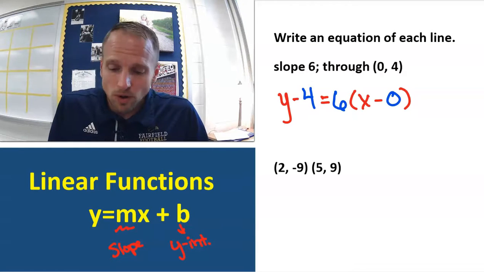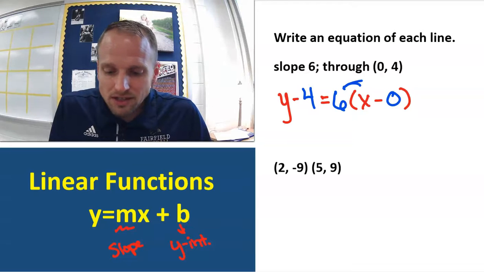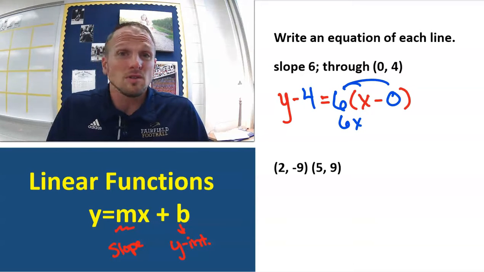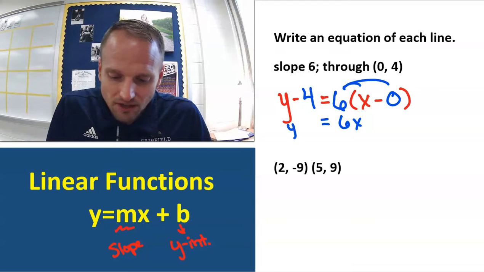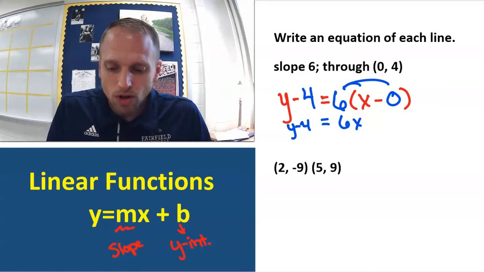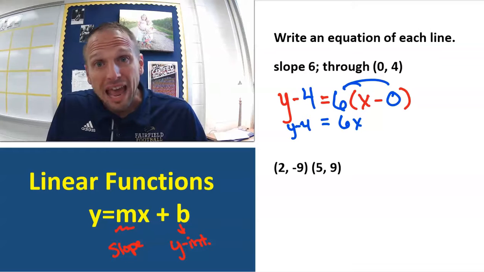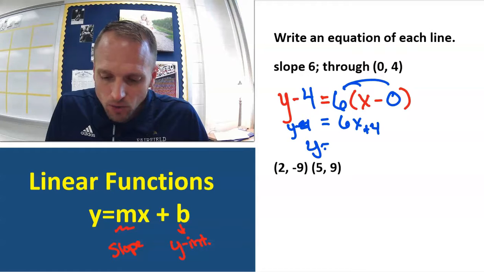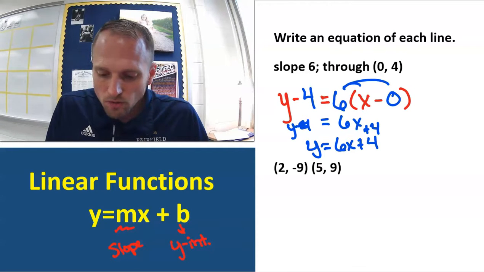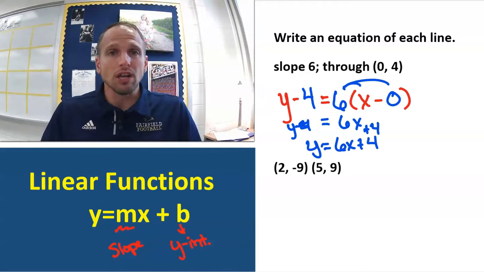Let's just distribute this right side. So we've got 6 times x is going to be 6x, and 6 times 0 is 0. All right, so fantastic, super easy. And on this left side, we still got y minus 4. Well, in order to solve this, all we have to do is add the 4 to the other side. So plus 4 over here, and we'll have y equals 6x plus 4. All right, no sweat, pretty easy.